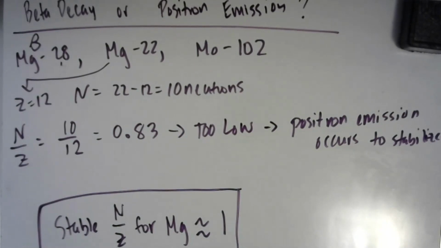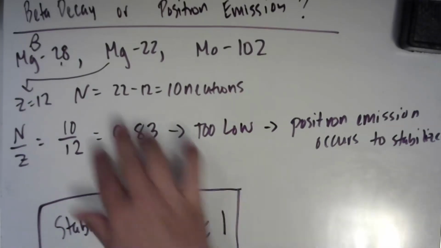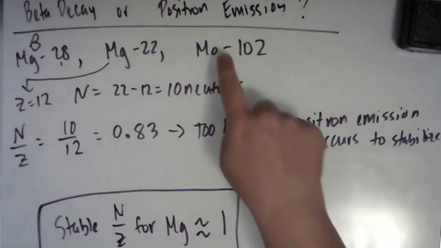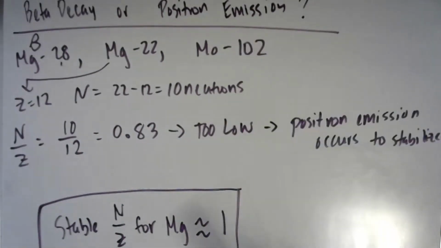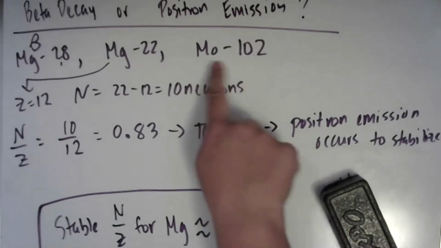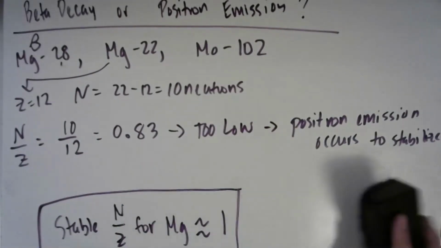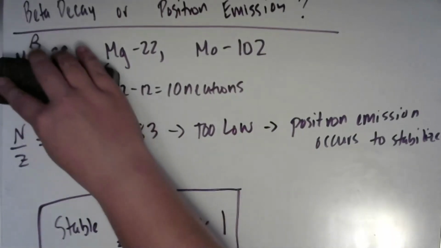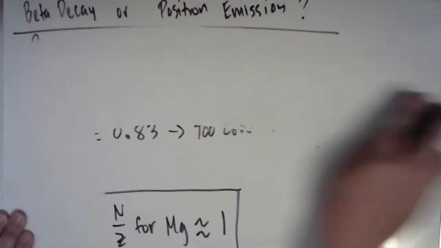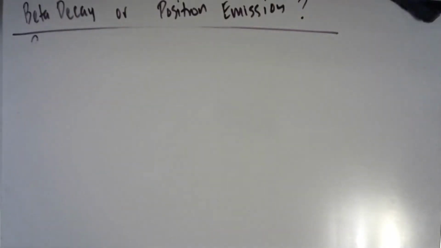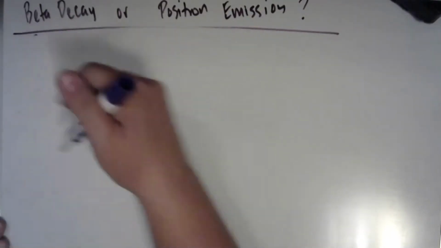All right, so these ones were nice because they were both magnesium, so that was easy. Now we're going to look at a different element and see how we figure out what the stable region for molybdenum is, because molybdenum is bigger than magnesium. To do that, we're going to have to look back at our table, at our graph.